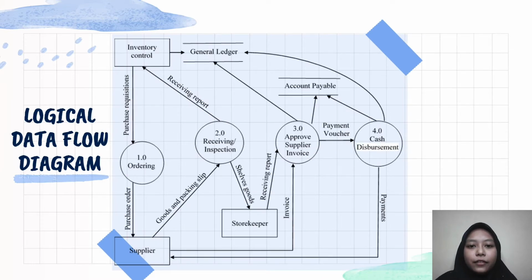The logical DFD in Sampin and Songkok Enterprise Purchase and Cash Disbursement System has the same entities as in the context diagram, which are inventory control, storekeeper, and supplier. The circle shape in the context diagram is expanded into 4 circles to represent the processes in Purchase and Cash Disbursement System, which are ordering, receiving or inspection, approved supplier invoice, and cash disbursement process. The logical DFD also has 2 documents, which are general ledger and account payable.